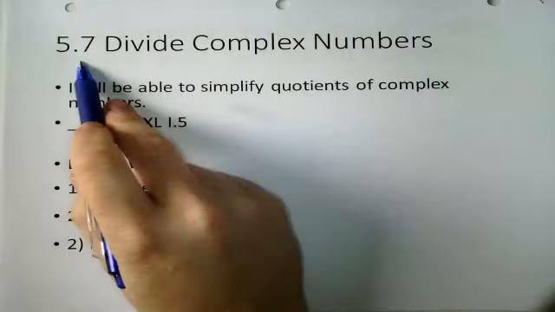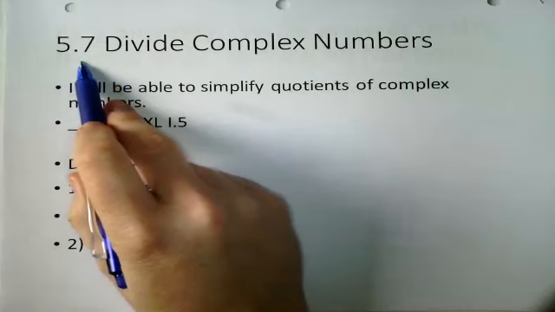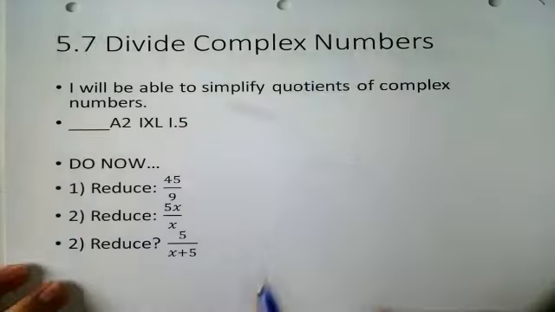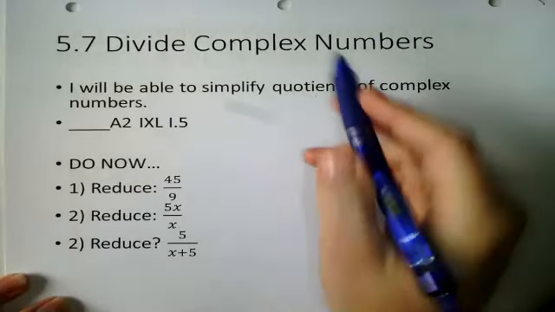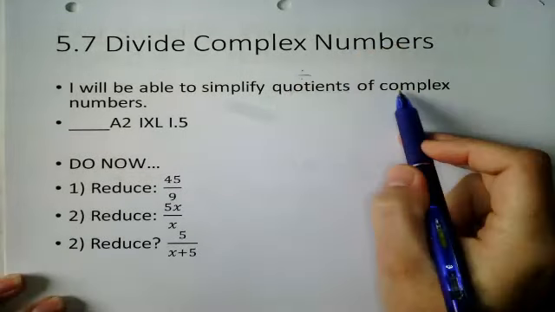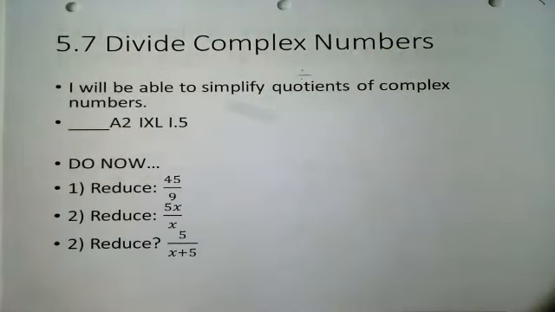This is the last lesson of Unit 5, Lesson 5.7, Dividing Complex Numbers. So today we're looking at simplifying quotients, which is just a division problem of complex numbers. And just to refresh our memory, we want to be able to reduce things and want to know when we can reduce and when we cannot reduce.